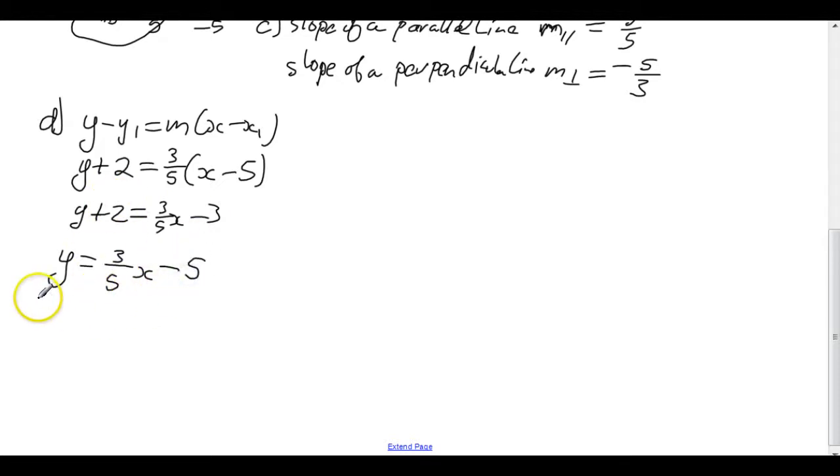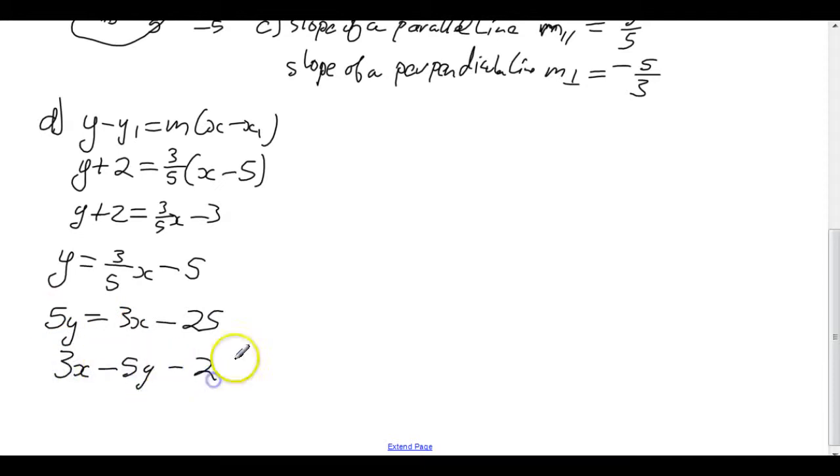General form, we need to get rid of the 5, so we're going to multiply through by 5. 5y is equal to 3x minus 25. And in general form, we need this over here, so it'll be 3x minus 5y minus 25 is equal to 0.